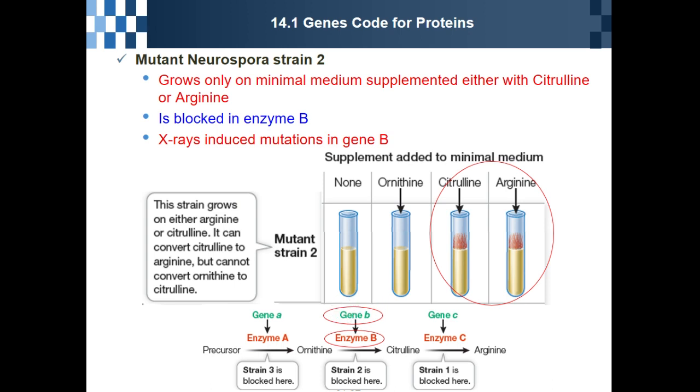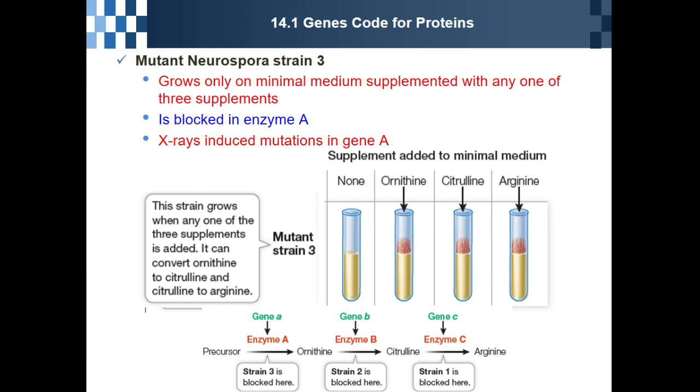Okay, let me go to the final experiment. So this mutant strain 3 cannot grow in the minimal medium. However, they can grow on minimal medium supplemented with any one of the three supplements. So based on this experiment, we can say that this mutant 3 is blocked in enzyme A, because they can survive after they are given ornithine, citrulline, and arginine, but they cannot survive in the minimal medium. So based on this experiment, we can say that X-ray induced mutation in gene A, like this.